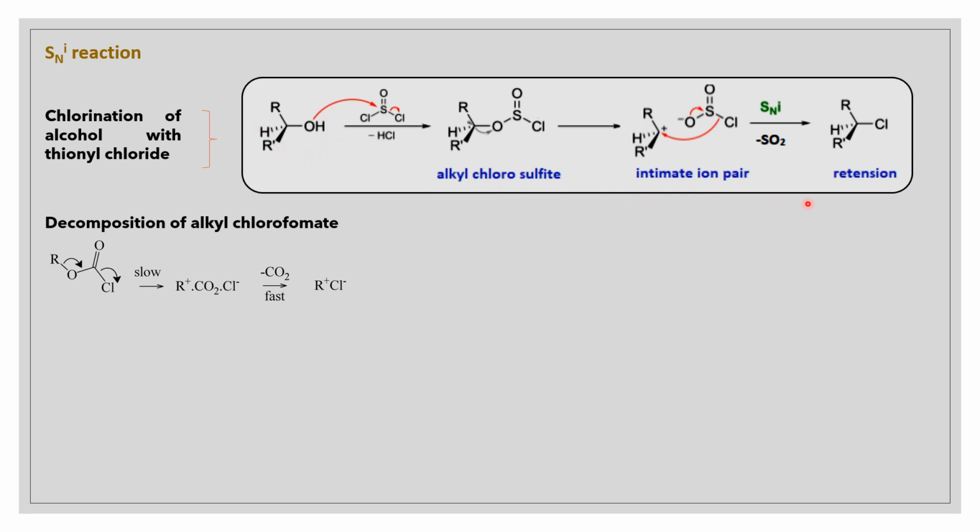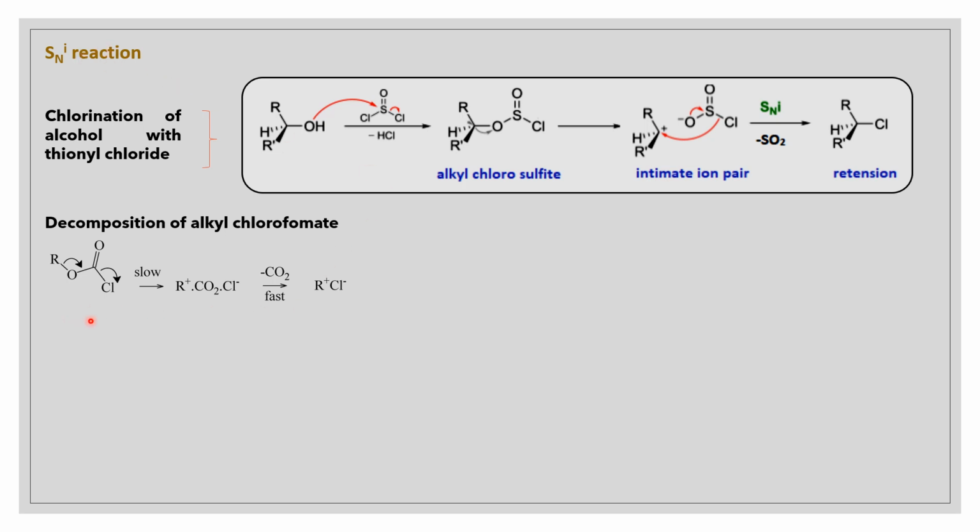So this is the only example where you can get an SNi reaction. We designate it as an internal reaction because, if you consider this portion, the nucleophile is actually present inside the molecule. That is why it is designated as internal nucleophilic substitution, or SNi reaction.